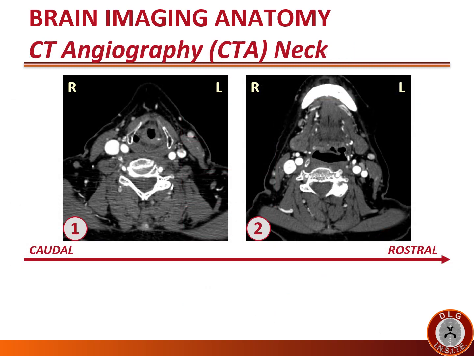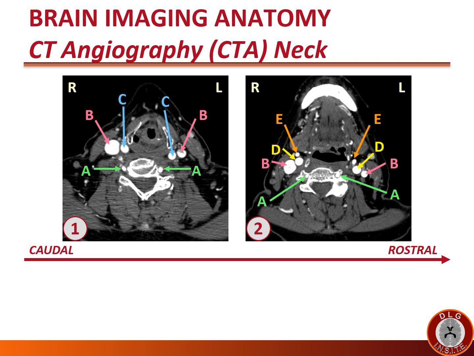CT angiography, or CTA, of the neck and head have become increasingly more important in the treatment of patients with acute ischemic stroke. Let's review the anatomy first of the CTA neck. The main arteries and veins are labeled with letters on these two CTA images, moving from caudal to rostral. See if you can identify the labeled structures prior to proceeding to the next slide.